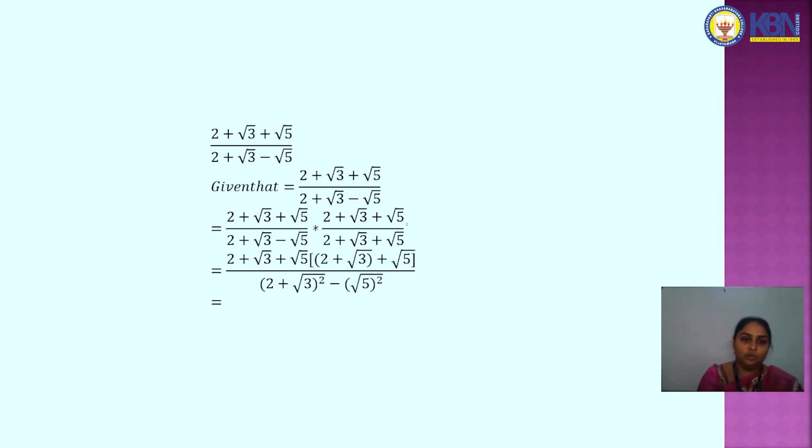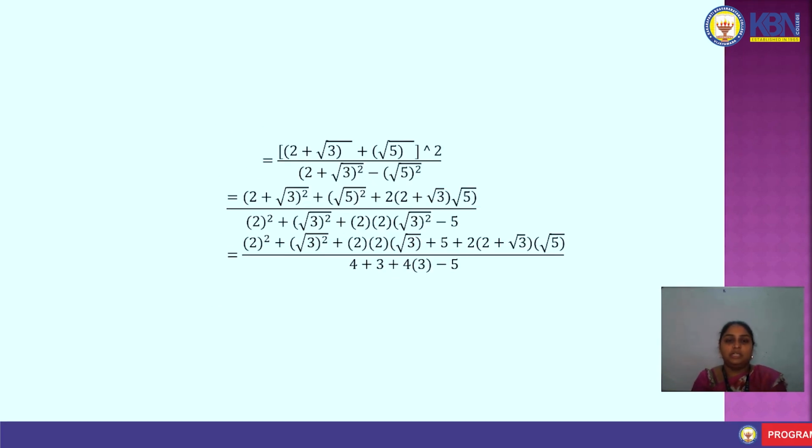Then we get 2 plus root 3 plus root 5 into 2 plus root 3 plus root 5 in the numerator. In the denominator, here we observe a formula, that is a minus b into a plus b. The result is a square minus b square. Here in place of a we have 2 plus root 3. In place of b we have root 5. Then the formula can be reduced.